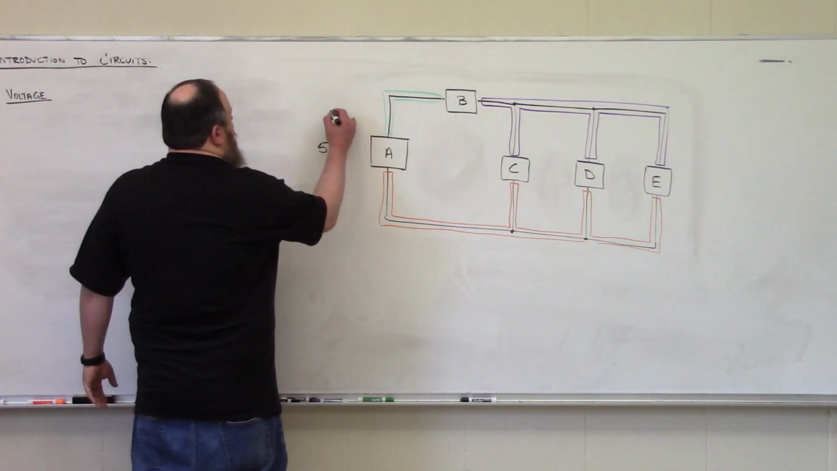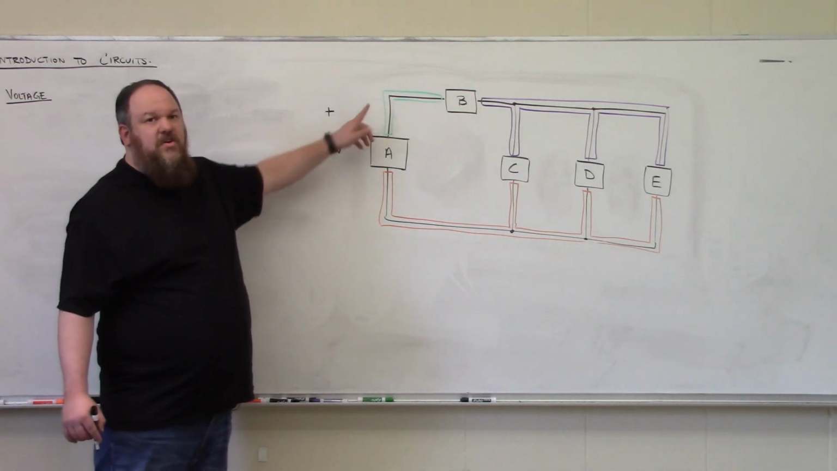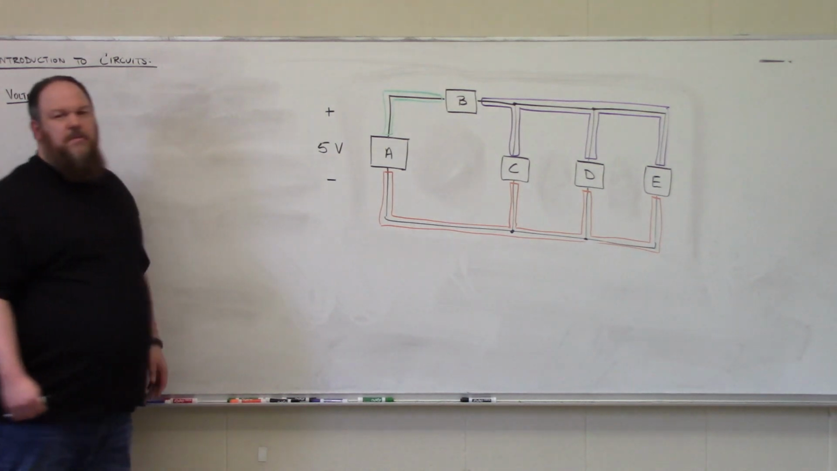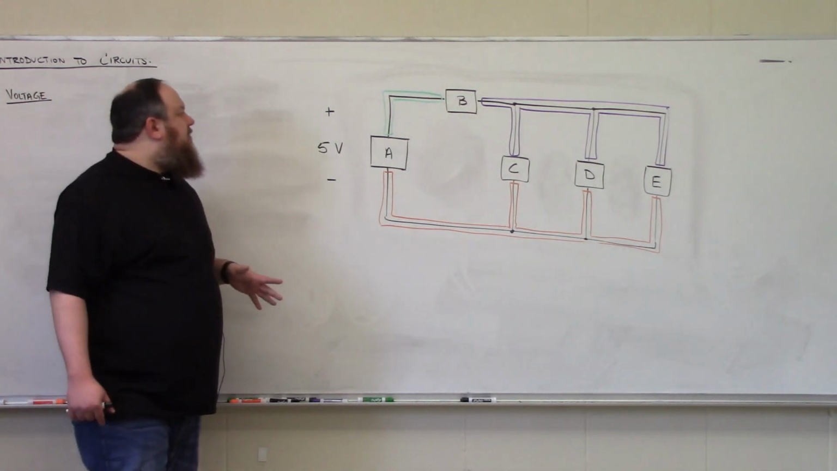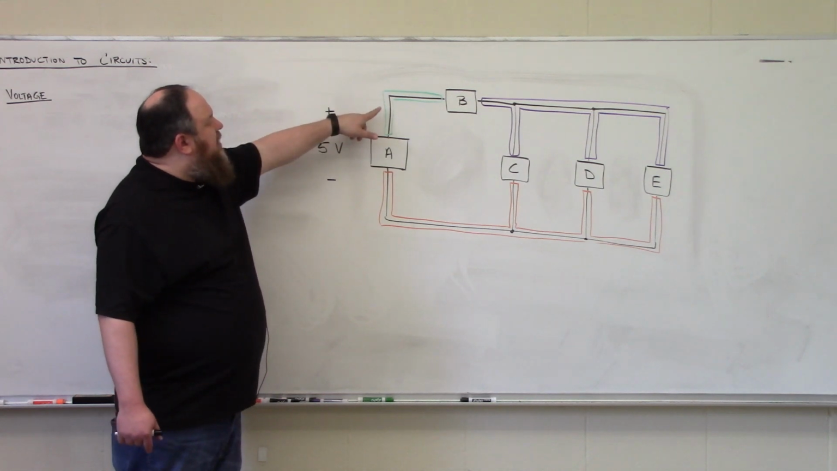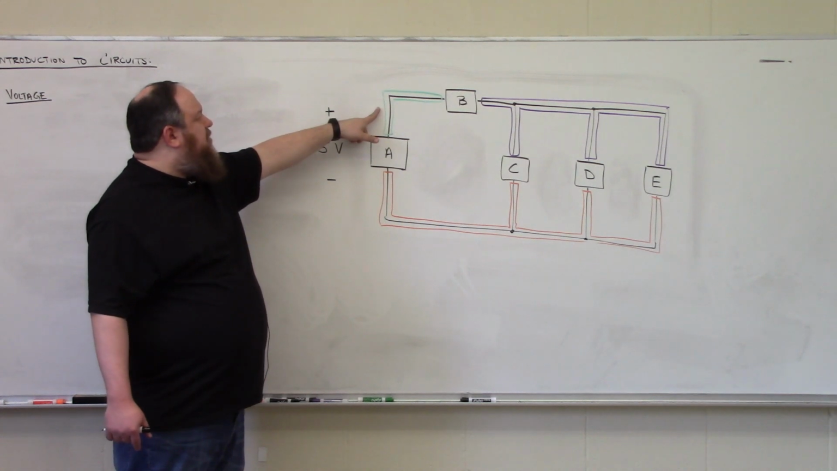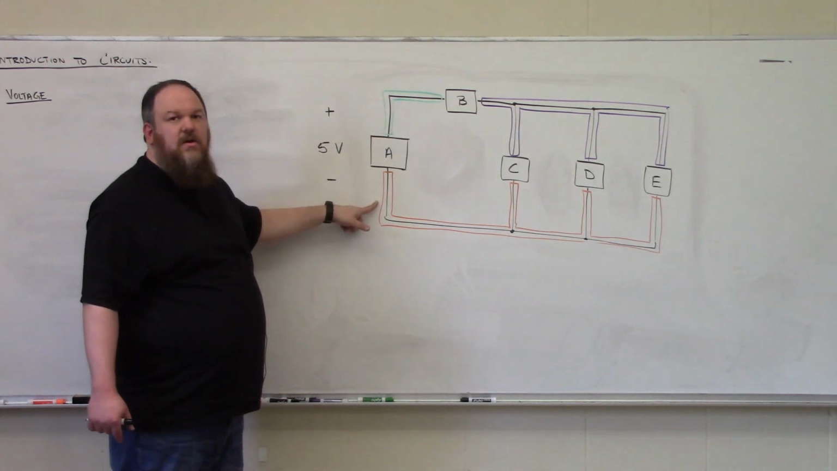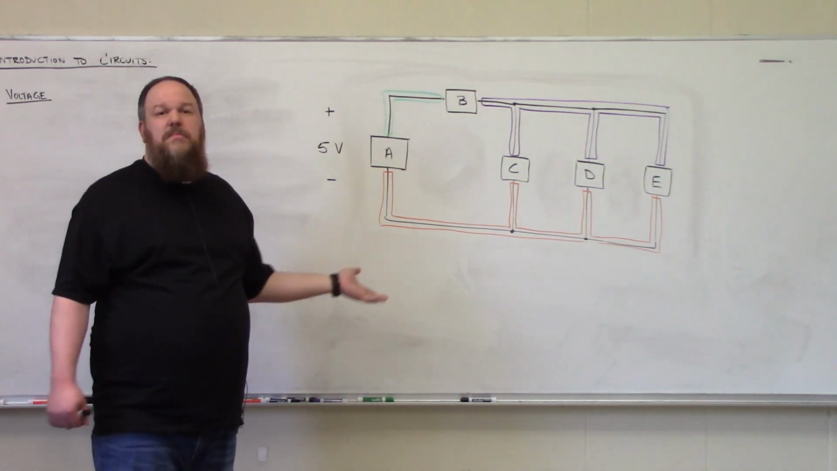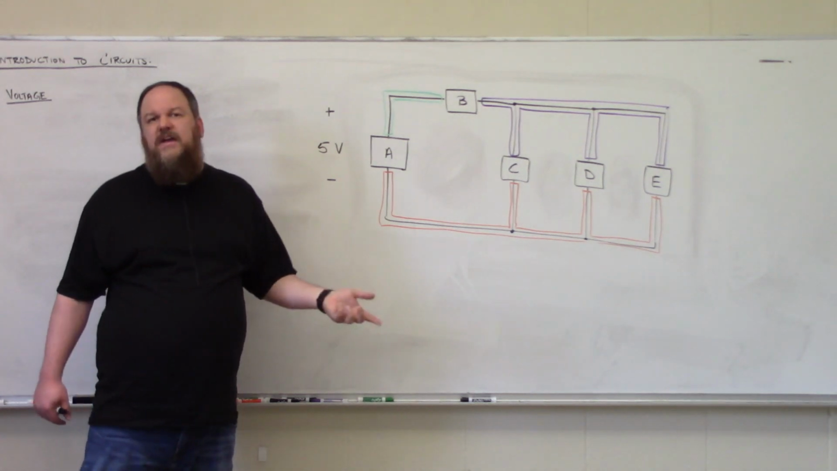So I'm going to arbitrarily assign a plus sign to this top terminal and a minus sign to this bottom terminal. And what this polarity means is that there is a 5-volt difference between the electric potential energy here, where the positive polarity terminal is, and here, where the negative polarity terminal is. So if you go pick up a AA battery, you'll notice that there's a plus sign on one end and a minus sign on the other.